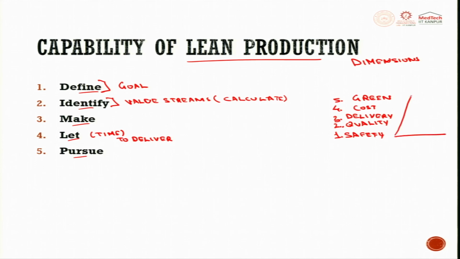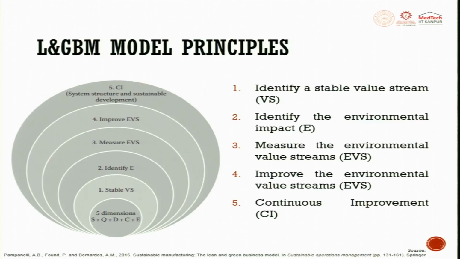I have put it from bottom to up because it is something like this. Firstly, considering the safety, the products are designed, then those are jotted down to provide quality, then delivery, cost reduction, and only then do we have green. So this is how it goes in lean. Identify the stable value stream, identify the environmental impact, measure the environmental value streams, improve the environmental value streams, continuous improvement. This is what the lean and green model suggested by the researchers says.